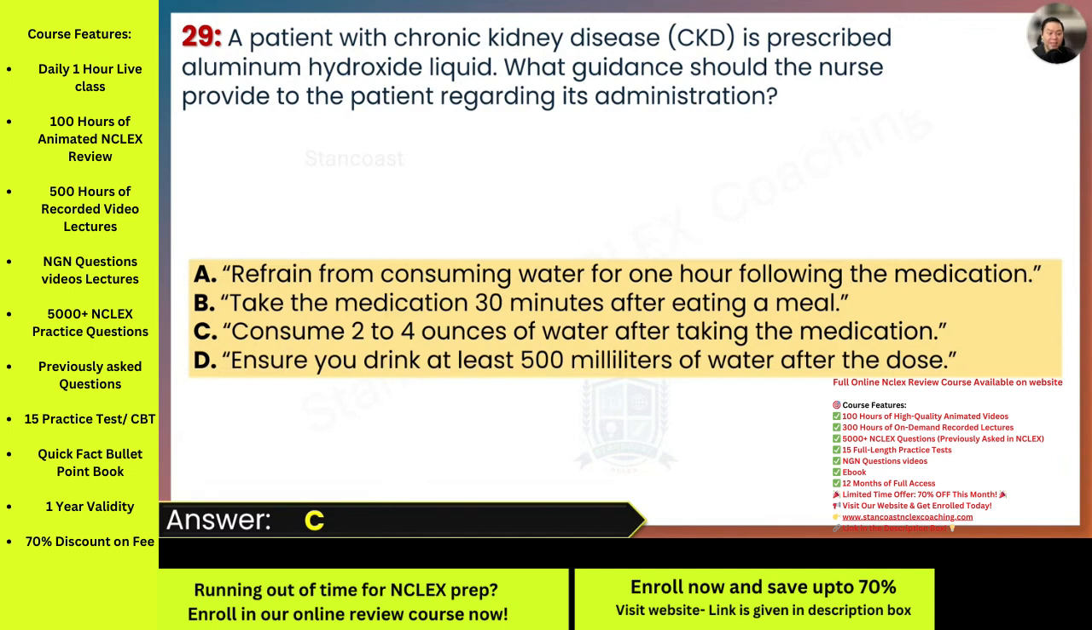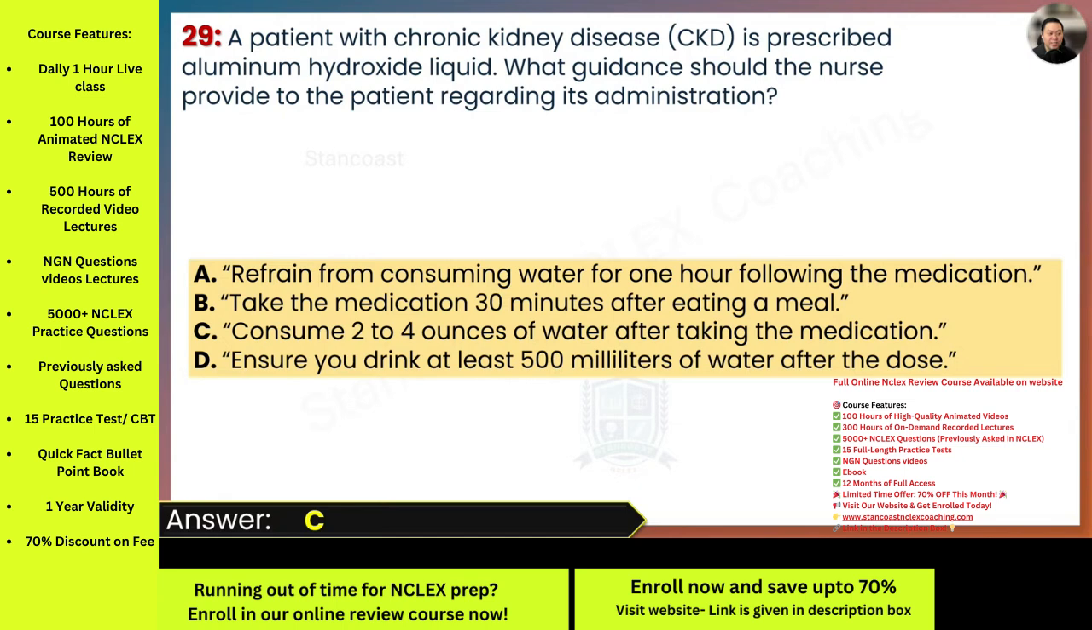All right. Now, why is letter A incorrect? Refrain from consuming water for 1 hour following the medication. Well, we know that avoiding water intake after the medication has been taken is not correct, right? Water will help the medication move from the esophagus to the stomach. So if the client is restricted or is not taking water, this will allow the medication to stick to the esophageal lining, and so this can also cause irritation.